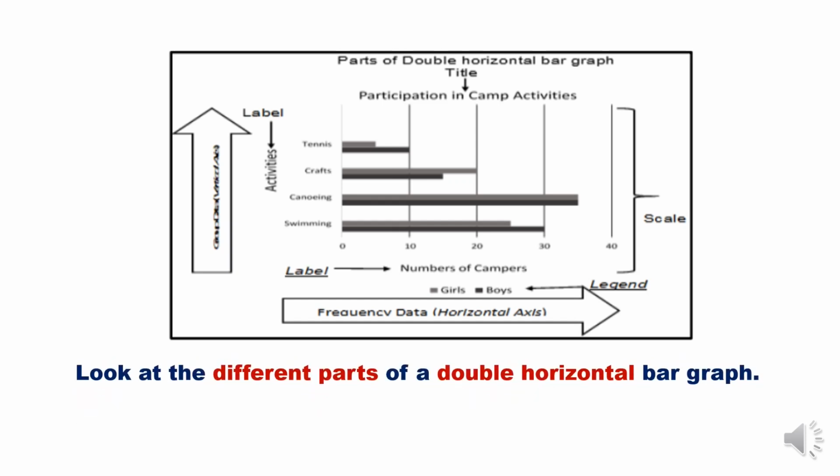Look at the different parts of a double horizontal bar graph. The title, the label, the scale, legend, vertical axis, horizontal axis.